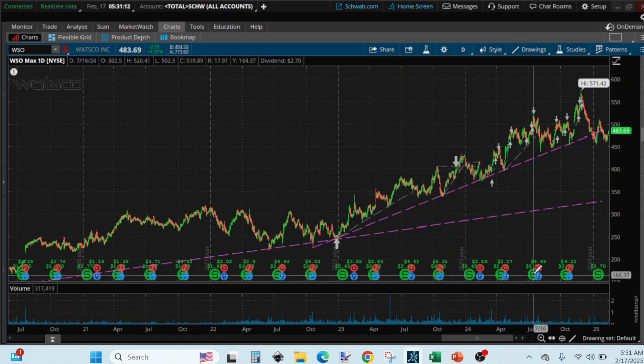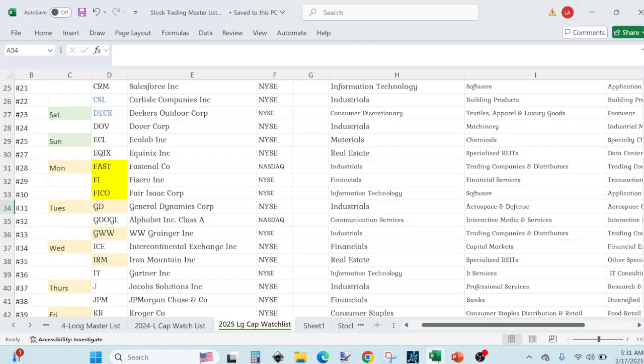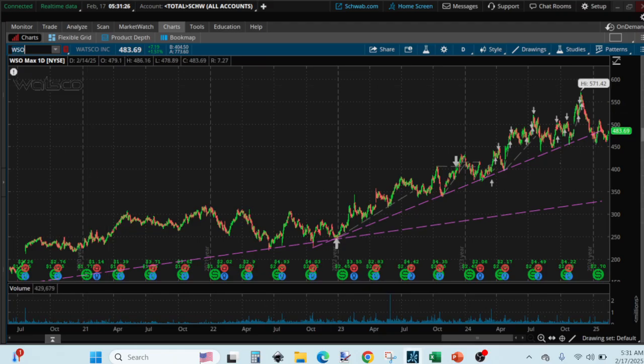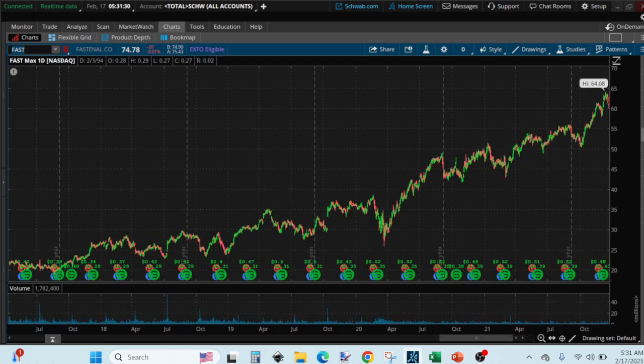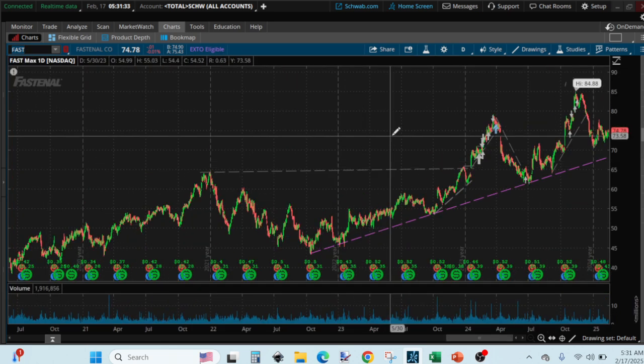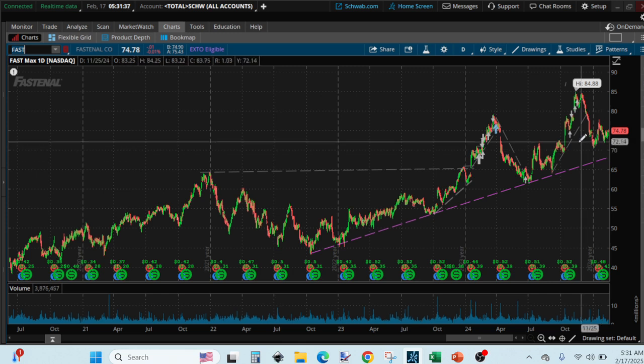The platform is the Think or Swim platform. We have the watch list and we are going to analyze those three stocks. So the first one is FAST, and they are highlighted in yellow because we purchased them and we have not sold them yet.